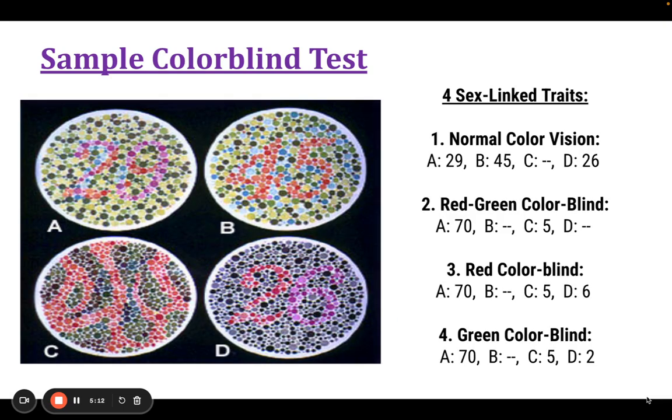These are other examples of colorblind tests. So with normal color vision, in A, you would see the number 29. In B, you would see 45. In C, you don't really see a number, just a bunch of swirls. And then D, you'd see the number 26. And if an individual had different forms of colorblindness, you may not see the same numbers.